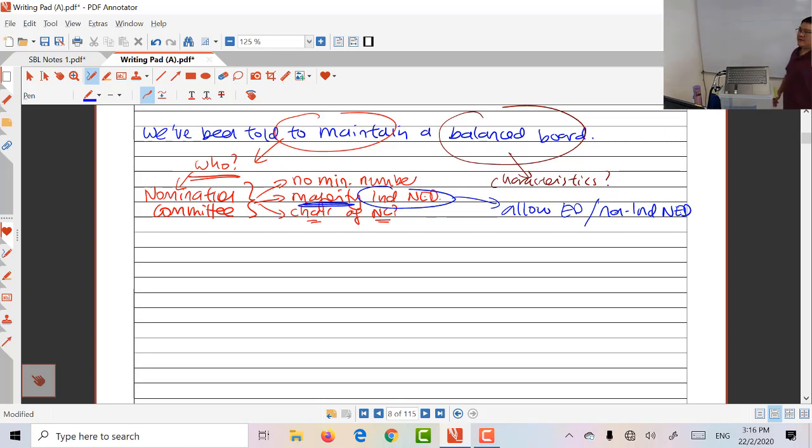Why would the code allow that? What is it that the code is seeing that they would want you to allow an ED to be in this committee? Why don't they just force everyone to be independent? What's the rationale behind it? What's the value? If you want to have one ED in the committee, which ED would you want? Most likely the CEO, because he's the most senior ED. I'm not saying it must be, I'm just saying most likely you will have the CEO sit in the committee. But why would you want that?